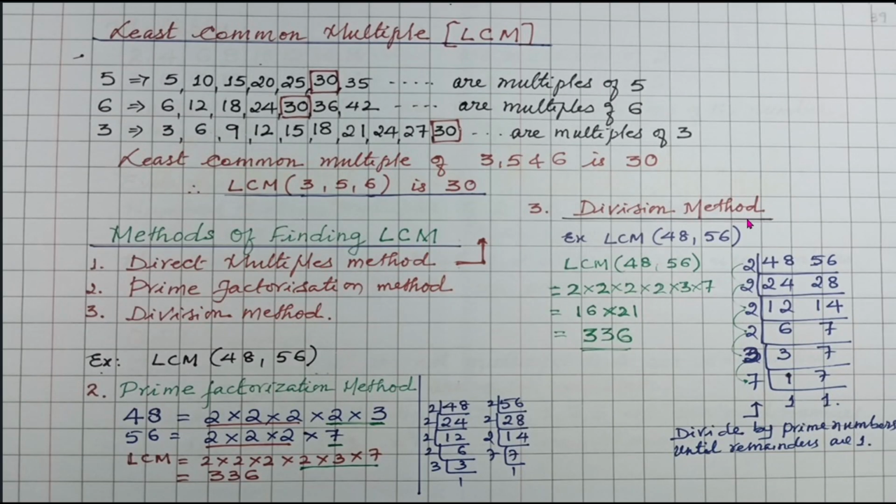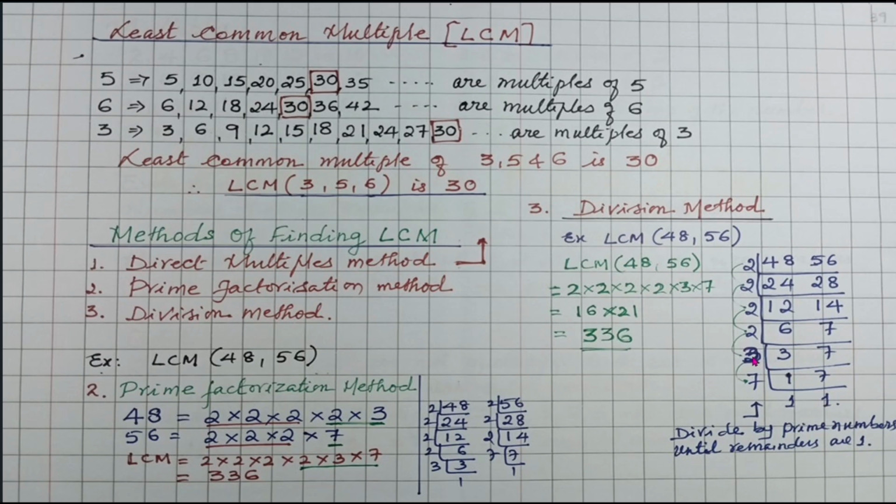Now coming to the division method. There is another method of finding LCM. To find the LCM of 48 and 56, start dividing 48 and 56 by prime factors. 2 24s are 48, 2 28s are 56, 2 12s are 24, 2 14s are 28, 2 6s are 12, 2 7s are 14, 2 3s are 6, 2, then 7 remains as it is.